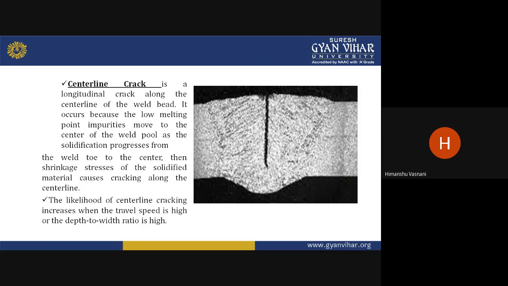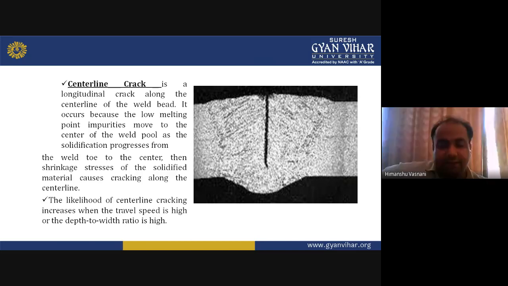Very simple to understand: as the name says, centerline cracking is a kind of longitudinal crack, and it happens when the impurities which have a low melting point move towards the welding zone as soon as the welding happens, and they cause a discontinuity called a centerline crack. The likelihood of centerline cracking increases when the travel speed is high or the depth to width ratio is high. See, it normally is not acceptable. This kind of crack is actually not acceptable.